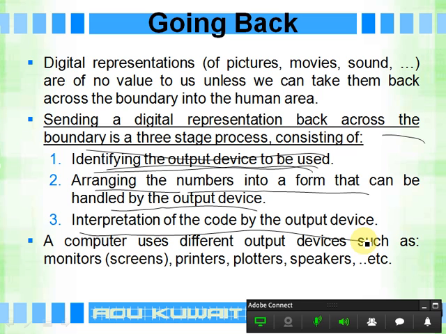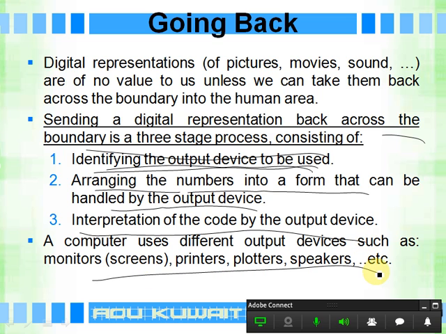Number 3, interpretation of the code by the output device. When we arrange it, the output device should interpret that this code is for this color, this code is for this line. Okay, this should be done by the output device to give you the exact image or exact sound or exact video. Okay, so it is a 3-step process. Number 1, identifying the output device. Number 2, arranging the numbers in a form that can be handled or understood by the output device. Number 3, interpretation of the code by the output device.